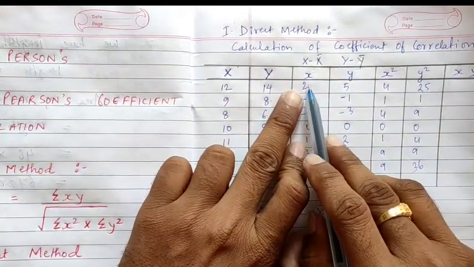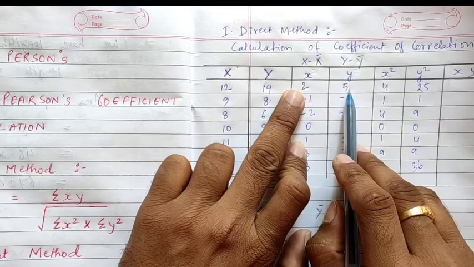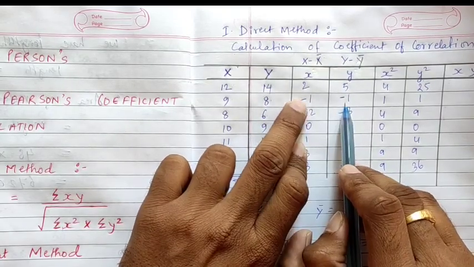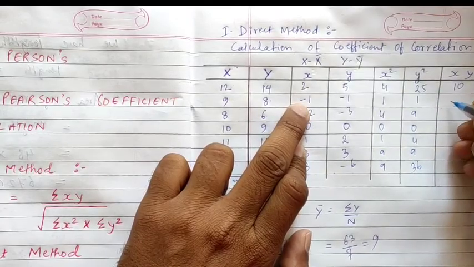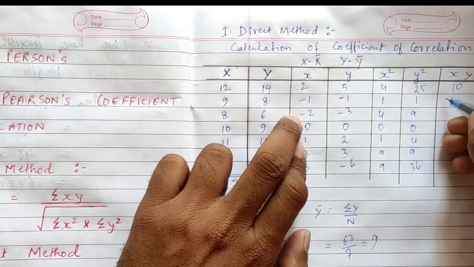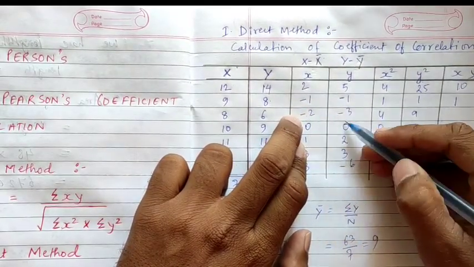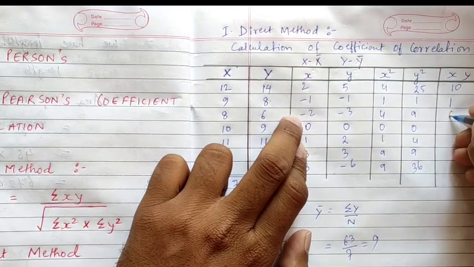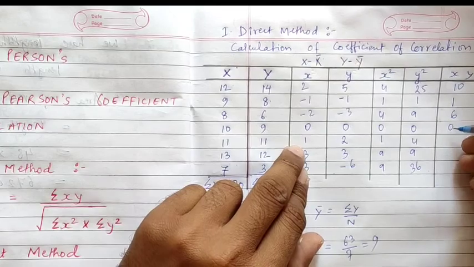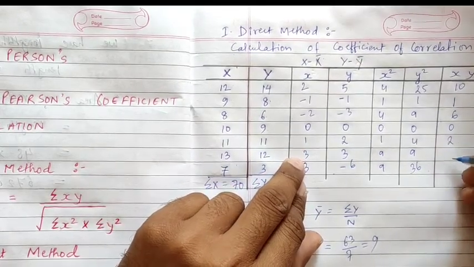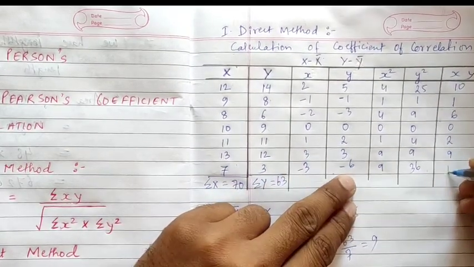Xy means 2 multiplied by 5, minus 1 multiplied by minus 1. So 2 multiplied by 5 is 10. Minus 1 into minus 1 is 1, because minus minus is plus. Minus 2 into minus 3, 2 3s are 6. Minus minus becomes plus. Clear? 0 into 0 is 0. 1 into 2 is 2. 3 3s are 9. 3 6s are 18.